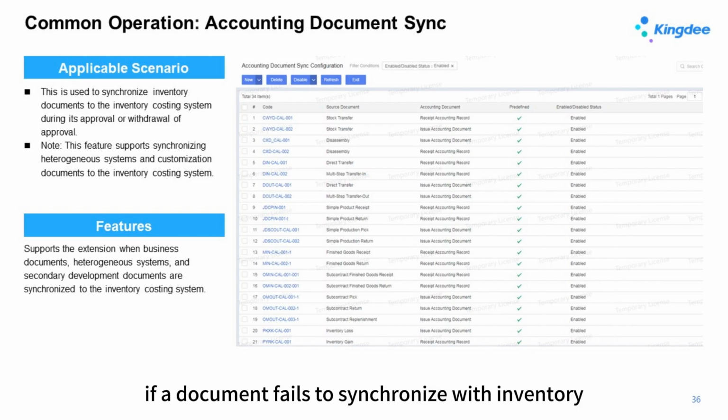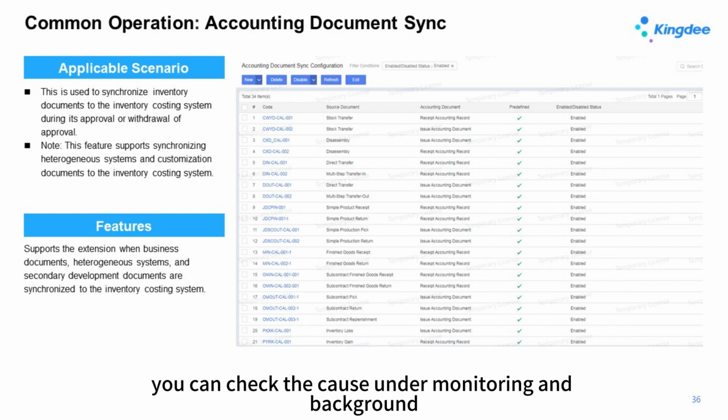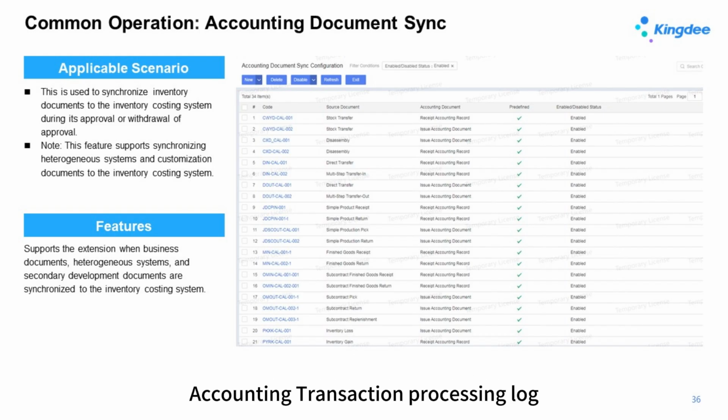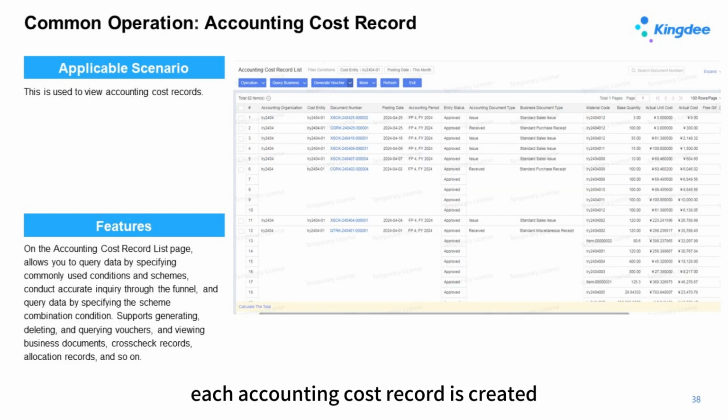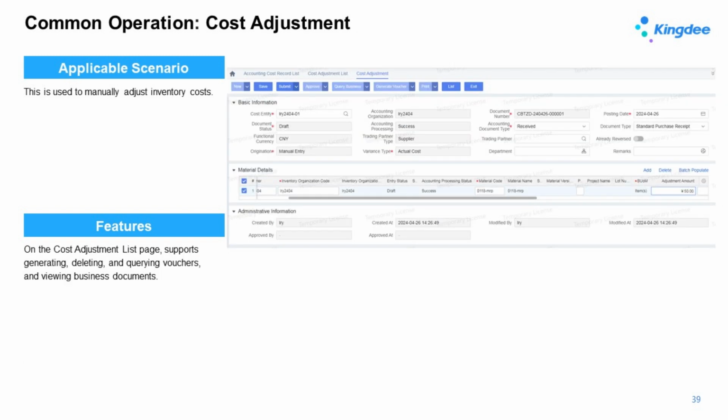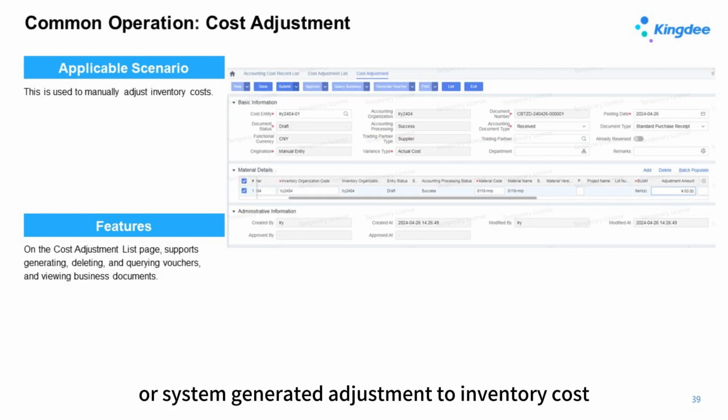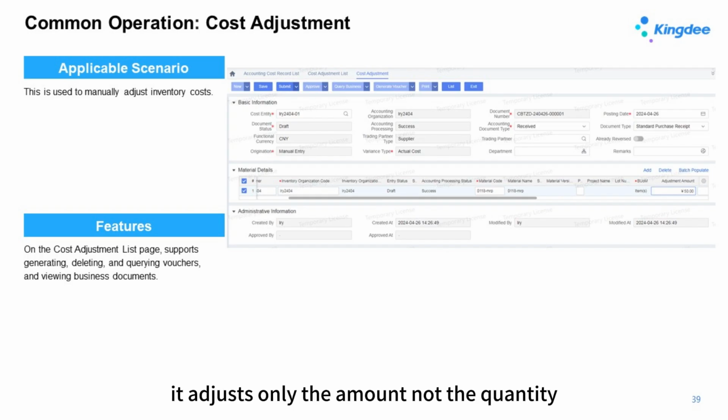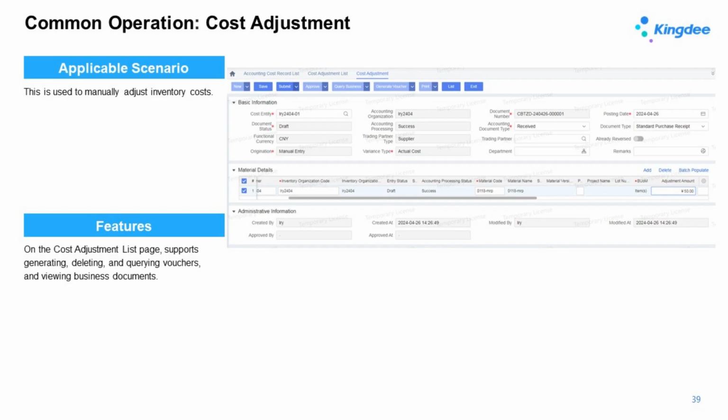If a document fails to synchronize with inventory costing, you can check the cause under Monitoring in Background, Accounting Transaction Processing Log. Each accounting cost record is created based on the front-end business document at the time of approval. The accounting cost records contain cost data and can be used to query business documents. A cost adjustment is a manually added or system-generated adjustment to inventory cost. It adjusts only the amount, not the quantity.